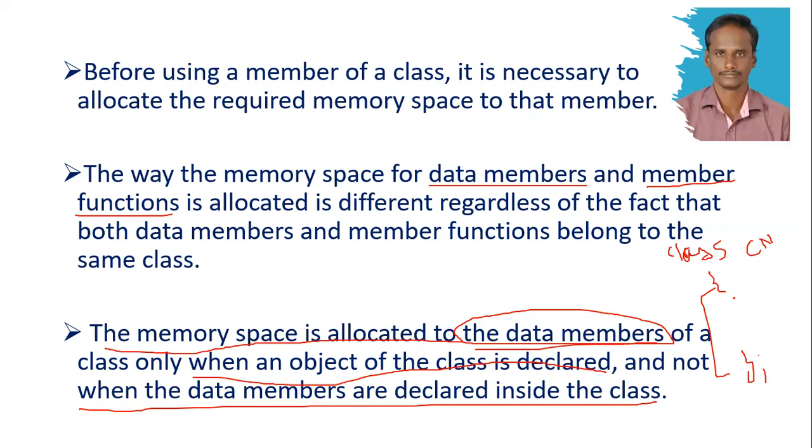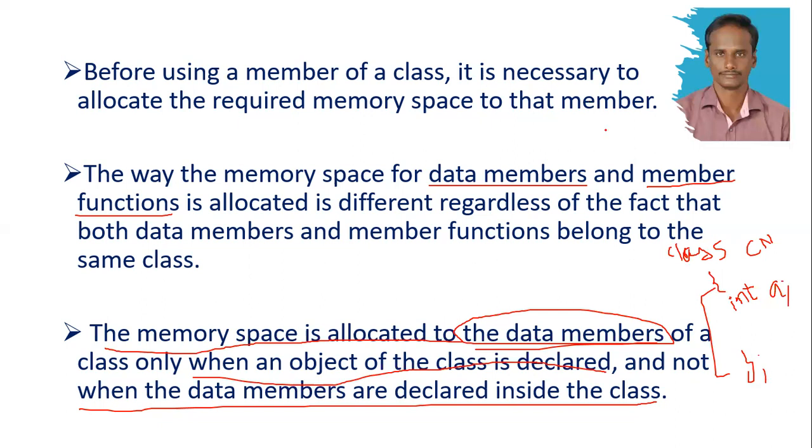You are declaring some data member, whether it is private or protected or public, that doesn't matter. For example, int a is one data member. What we are discussing is, if we are creating an object for the class, how the data member int a takes memory space. That's actually what we are discussing. The memory space is allocated for the data members of the class that you declared inside the class only when an object of the class is declared.